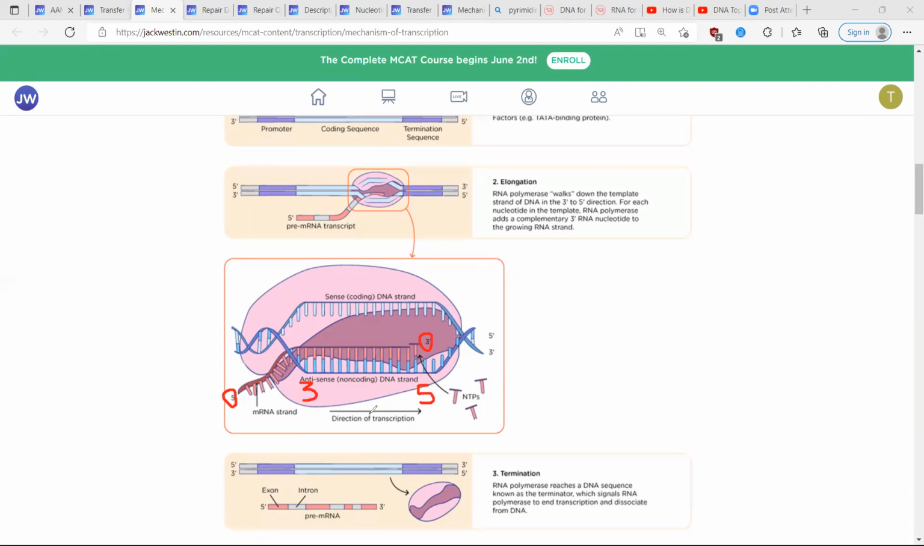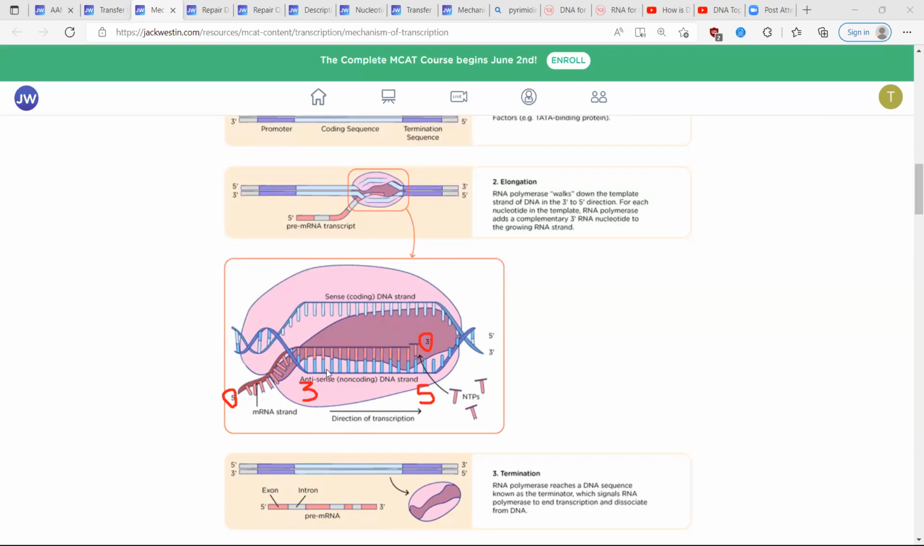Now here's an interesting question. What is this actually coding? What is this RNA actually copying? Is it copying this strand, the one that it's attached to, or is it copying this strand up top? And you might be able to see from the picture here that this is called the coding strand because we're making a copy of this. We're making a copy of the top one.